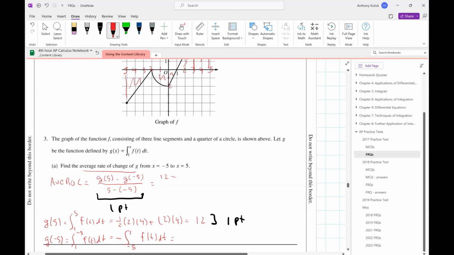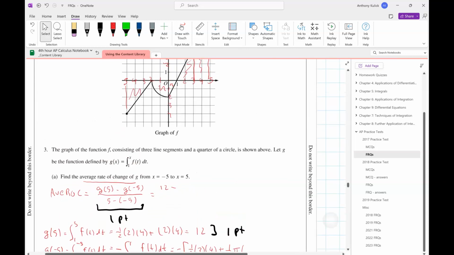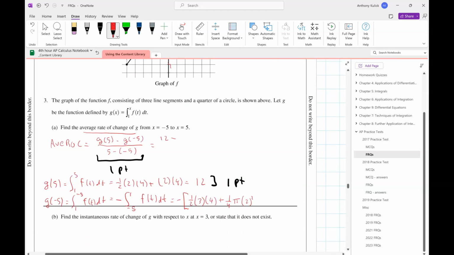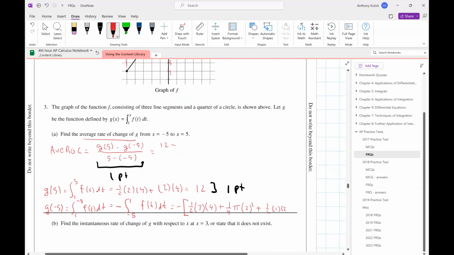And then 1, 2, 3, 4. Okay. So that's going to be -1/2. The width or the base of the triangle is 3. The height was 4. Plus 1/4 pi r squared, because it was a quarter circle. The radius is 2. Plus, and then there's one more triangle that has a base of 1 and a height of 2. That would have been worth 1 point.